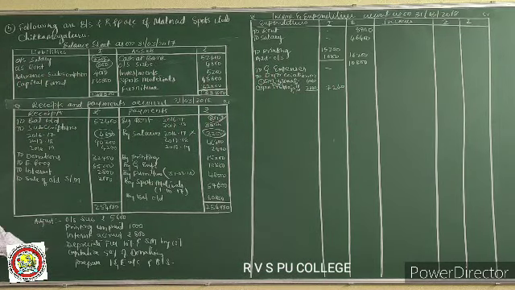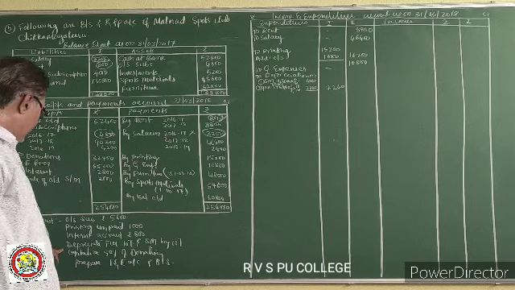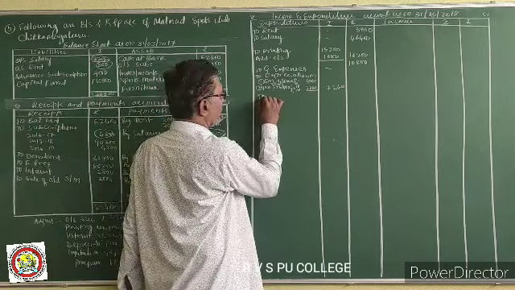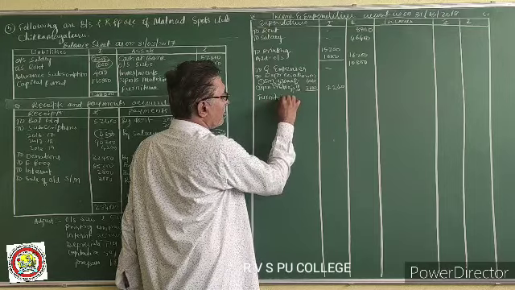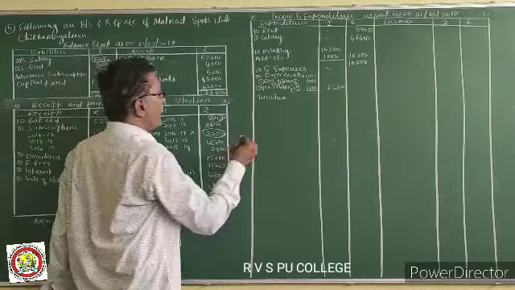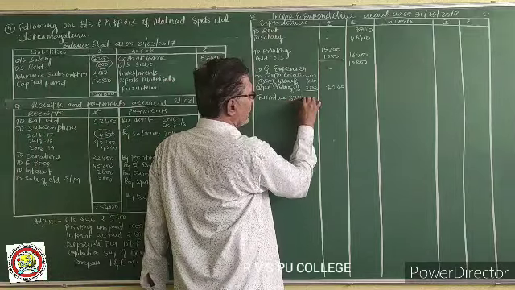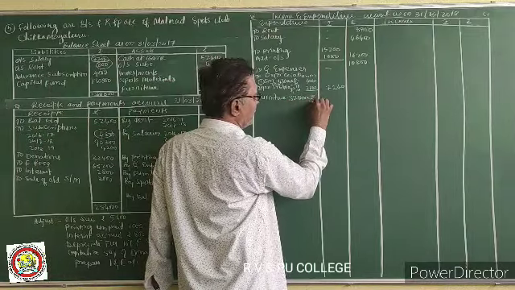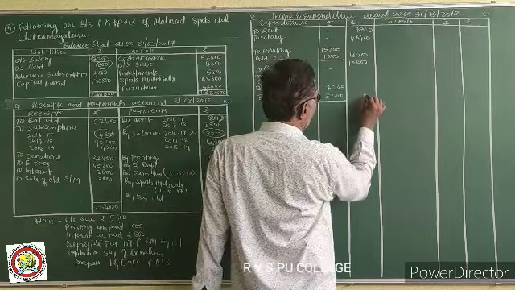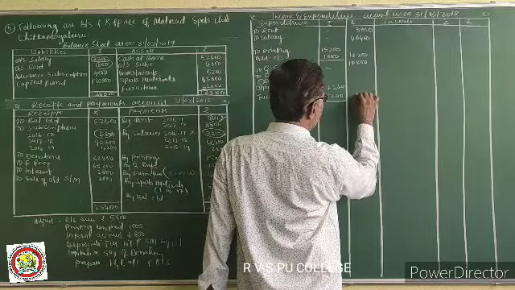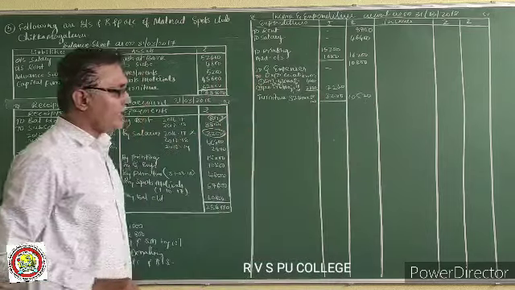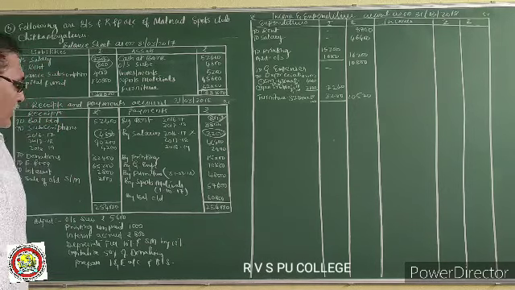After that, furniture is there. The value of furniture is 32,800. 32,800 into 10 by 100, 3,280. Overall depreciation is 7,240 plus 3,280, so 10,520 in regards to the depreciation. So these are all the items.